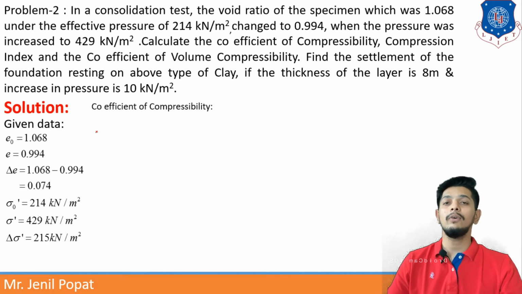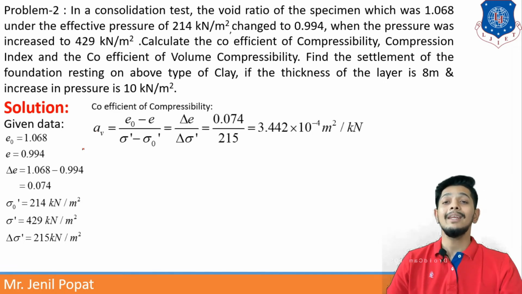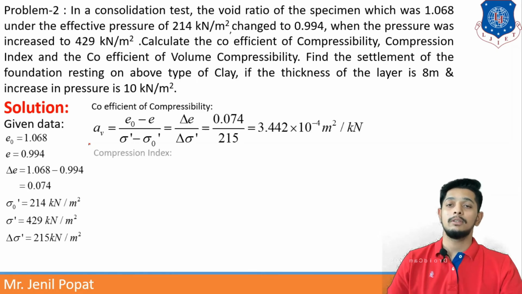Now let us find the first item, av, that is the coefficient of compressibility. av is equal to e0 minus e upon sigma dash minus sigma 0 dash, or we can say delta e upon delta sigma dash. I have found both the deltas, so let us write down the values. av comes out as 3.442 into 10 raised to minus 4 meter square per kilonewton. Now this is my first thing.